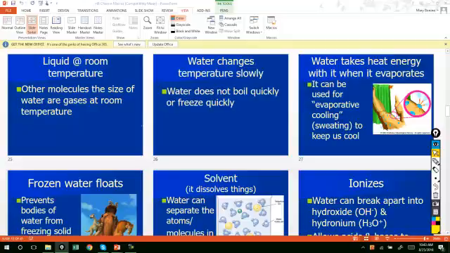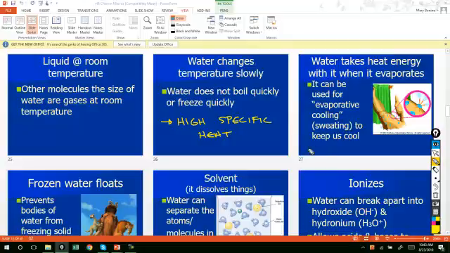Water changes temperature very slowly. This is sometimes referred to as water having a high specific heat. And this means that water doesn't boil quickly, and it also doesn't freeze quickly, which is critical because it gives us time to react to temperature changes. If life didn't have time to respond to temperature changes, it probably wouldn't exist.